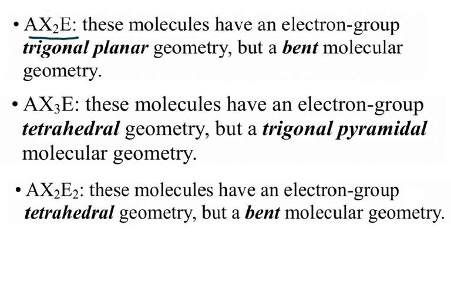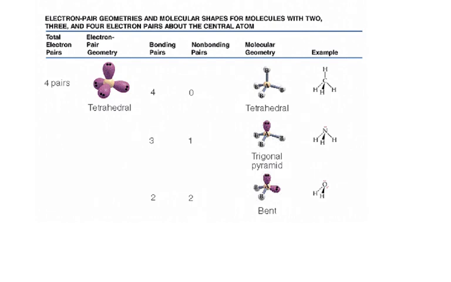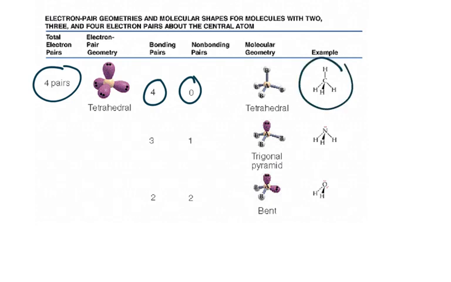Now we're going to take a look at something that has four domains. So if you look here, tetrahedral is that there are four total domains. Now, if all four are bonding and none are non-bonding, as you can see here with CH4, which is methane, that electron geometry and the molecular geometry share the same name. They're both called tetrahedral. And the angle is 109.5 degrees.